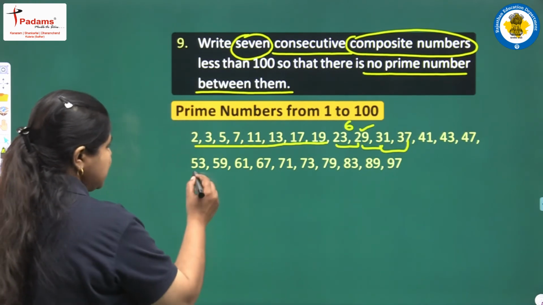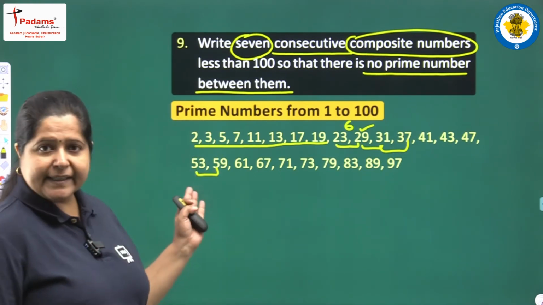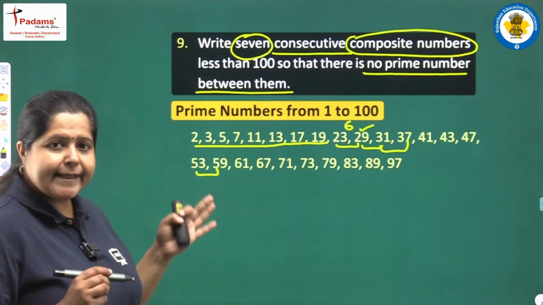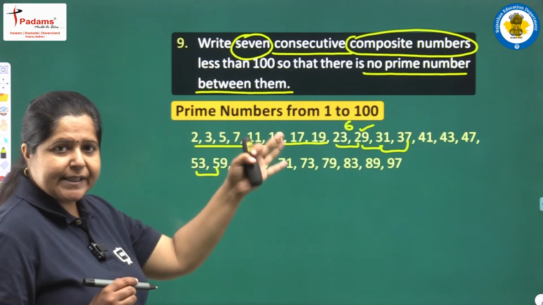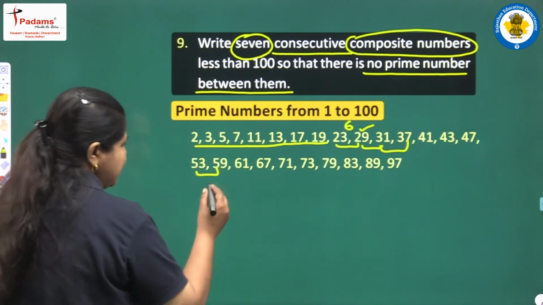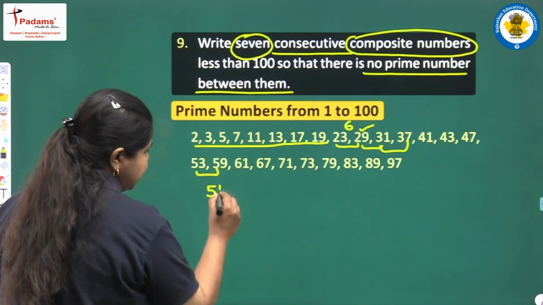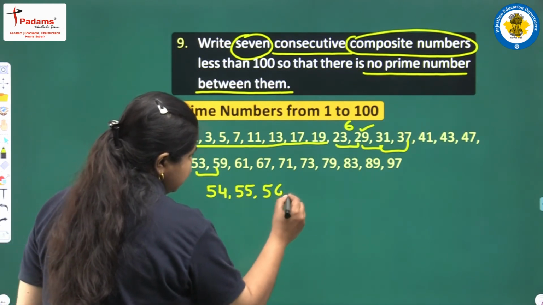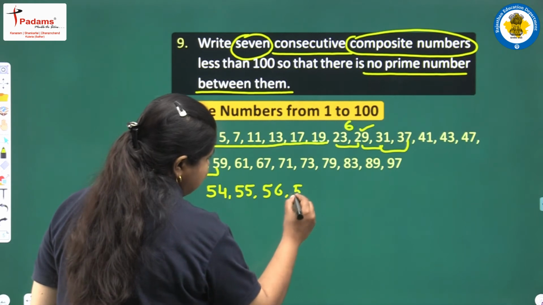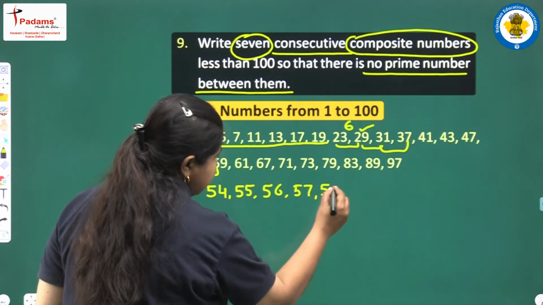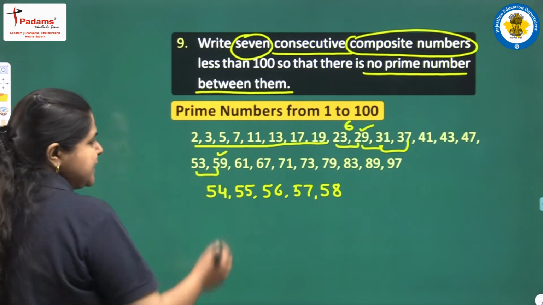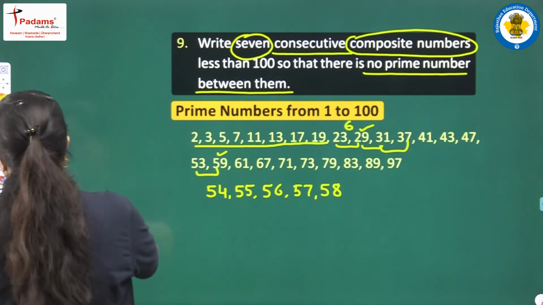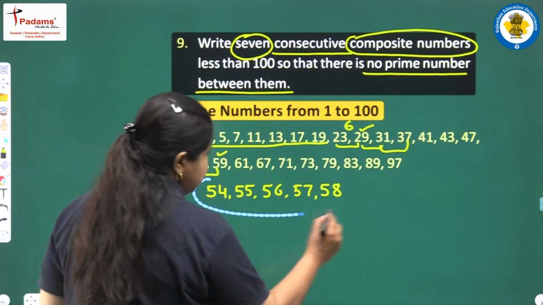Then we look out between 53 and 59. Their difference is again 6. Again we will not get 7 numbers continuously. If you want to write, you may try. After 53 we will have 54, 55, 56, 57, 58. After this we have 59. So again these are only 5 numbers. Then look out for other pairs.